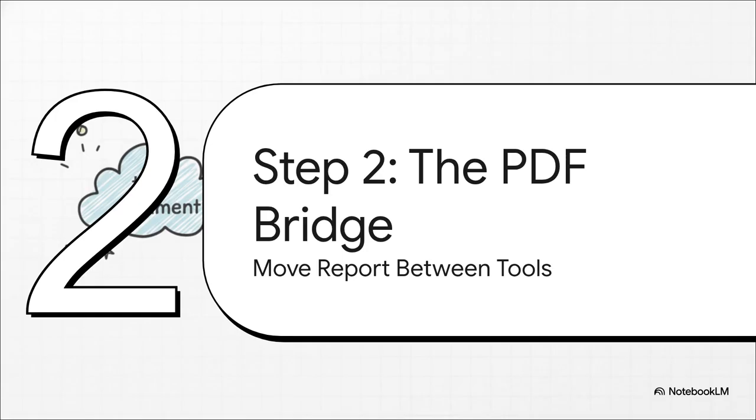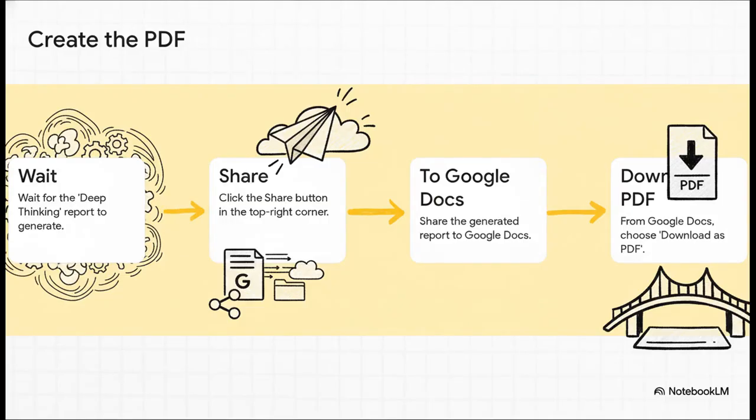All right, you've got your report. Now we're on to step 2, the PDF bridge. This is the clever little part about how we move our report from one tool to the next. So once the AI has done its thing, and yeah, it might take a few minutes for all that deep thinking, you're going to see a share button pop up in the top right corner. From there, it's dead simple. You share it over to Google Docs, and then, once you're in Docs, you just download that file as a PDF. And that PDF, that's our crucial bridge connecting the first part of the process to the second.